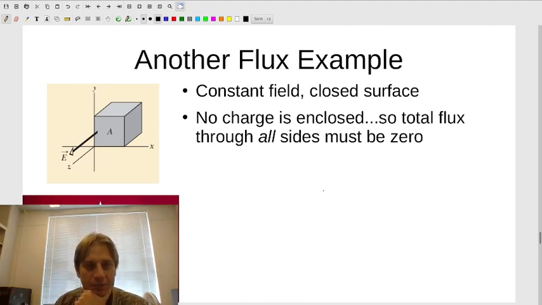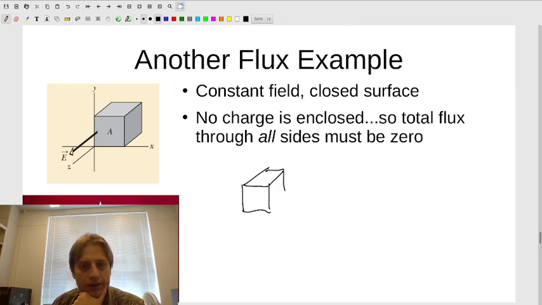Now let's look at another example. Let's say that we have a box that we put inside of a constant electric field. Okay, so the electric field is here, and each of these sides has a little area vector pointing out. So there's the area vector for the surface. And so if we want to find the total flux, our back surface also has an area vector pointing out.